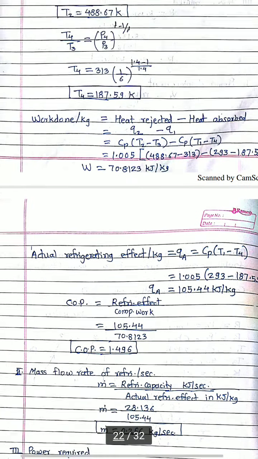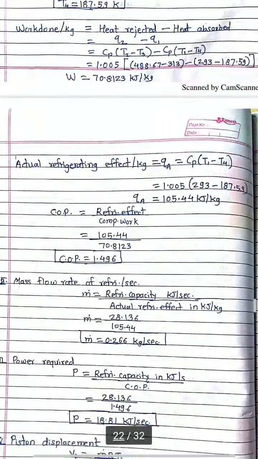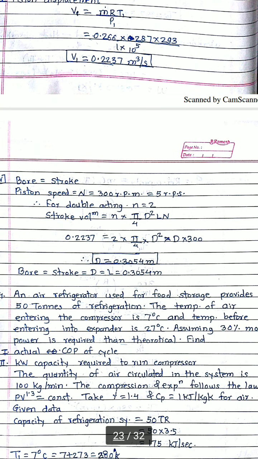Now one more additional term that they have given: bore and stroke of compressor. If the compressor is double acting and runs at 300 rpm, and it is given that bore is equal to stroke, that we have to calculate now. So here the speed is given, 300 rpm, and the piston cylinder is double acting. So double acting stroke volume V is equal to n into pi by 4 d square into L into N, where d is the diameter or bore, L is the stroke, N is the rpm speed, and n is the number of acting. Here double acting is there, so therefore n is equal to 2. Now the speed is given in terms of rpm, so we have to convert that speed in terms of rps.